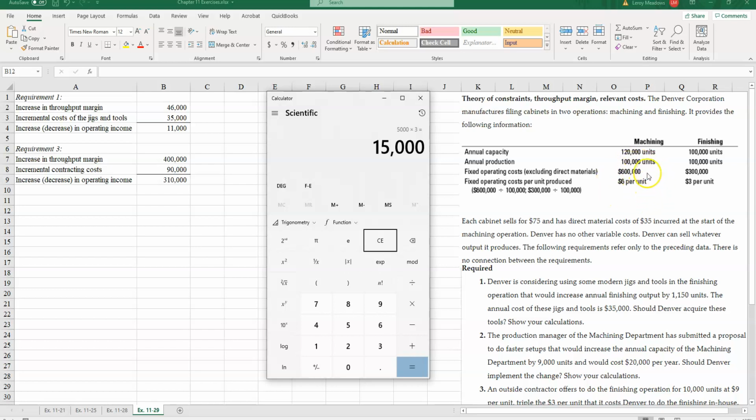Now, if we were getting rid of some of these fixed costs by outsourcing some of these units, then it makes sense to at least look. But if we're not going to reduce any fixed costs and we're just going to incur additional costs, then that makes no sense either.